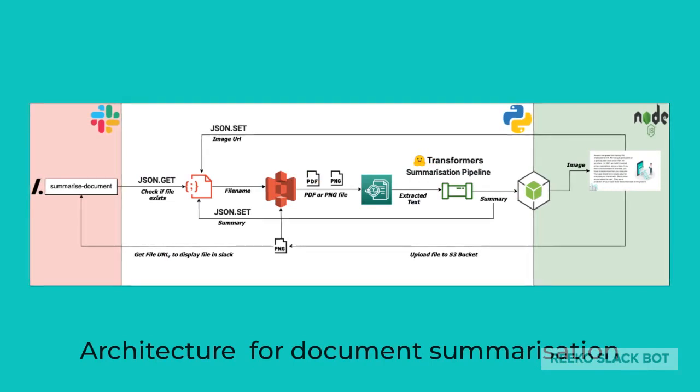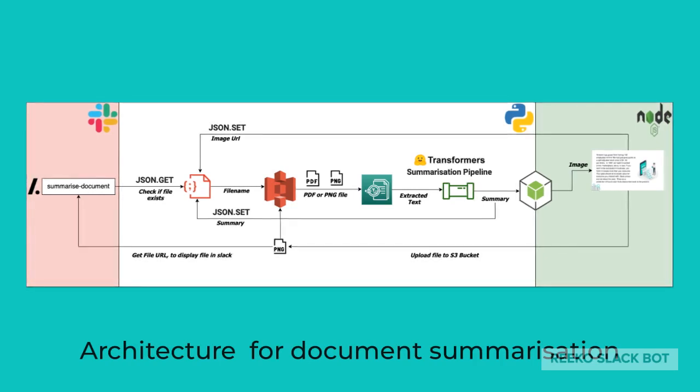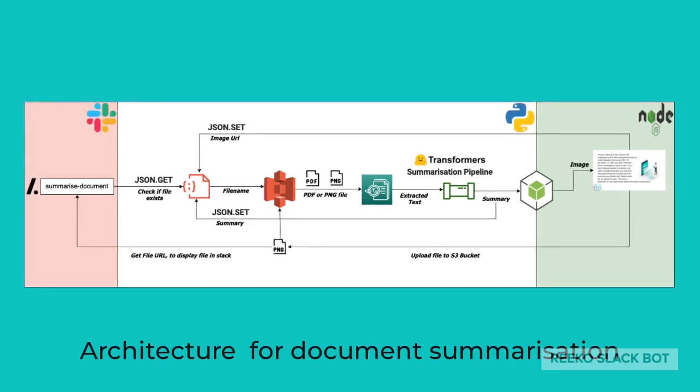But how does the document summarization actually work? We get the file name from the text parameter of the summarized document / command, and then we check if the file details exist in Redis.json. If the file exists, we download the file locally from the S3 bucket. It can either be a .png or a .pdf file. Next up, we extract the text from the file using AWS Textract.